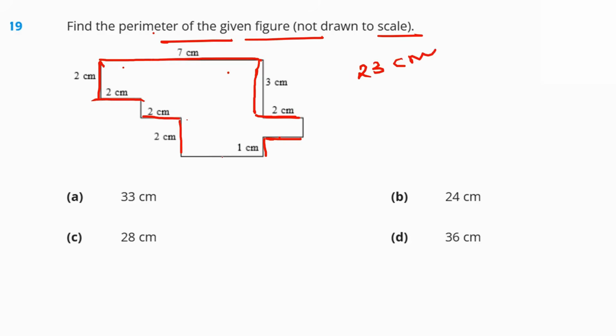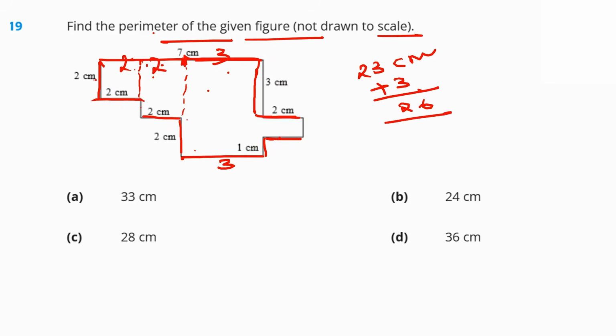Now, few measurements are missing. We need to first pick them out. See, first, if we just check the base, 2 till here. This is another 2 till here. The whole thing was 7. 2 and 2, 4 gone till here. So how much is the remaining part? 3. 7 minus 2 minus 2, that's 3. So if that is 3, the base is also 3. So 23 plus 3, 26.